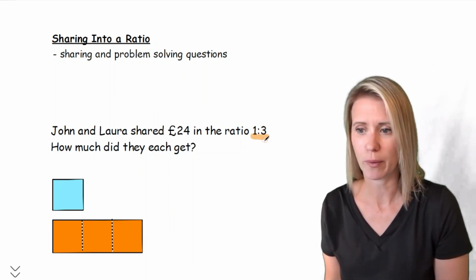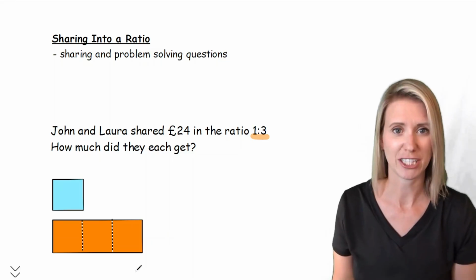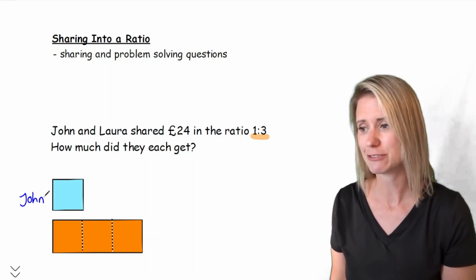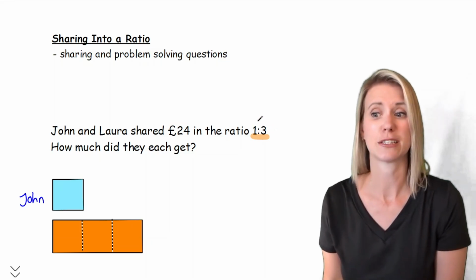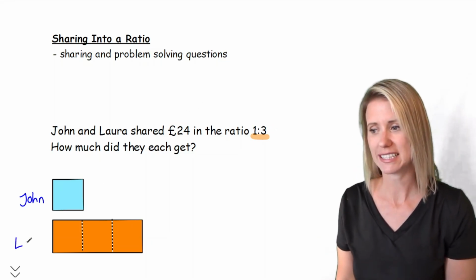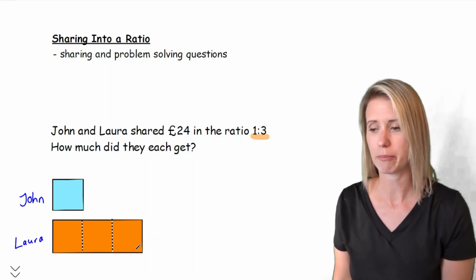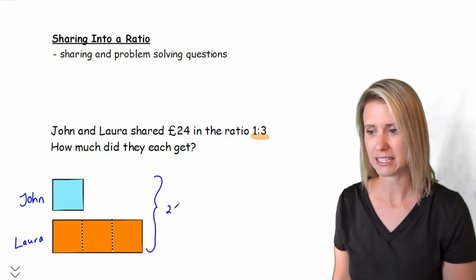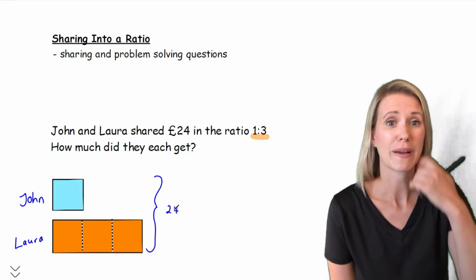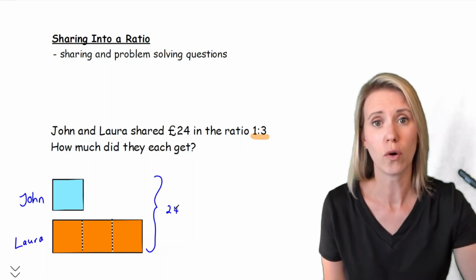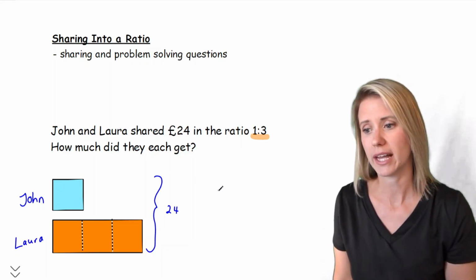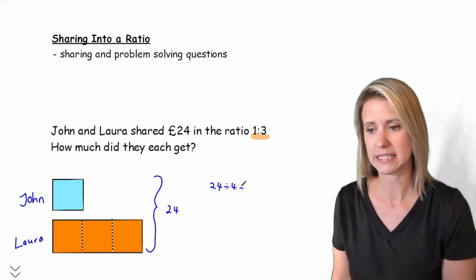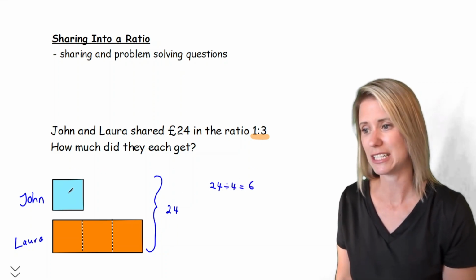My diagram always starts by drawing out my ratio of 1:3. So the one box is for John because he's written on the left, and that's the part on the left. And on the right, it's Laura with her 3 boxes. And that is how £24 is being shared. So we need to share £24 into 4 equal sections. We're going to be doing 24 shared into 4 boxes, which would give us 6 in each one.